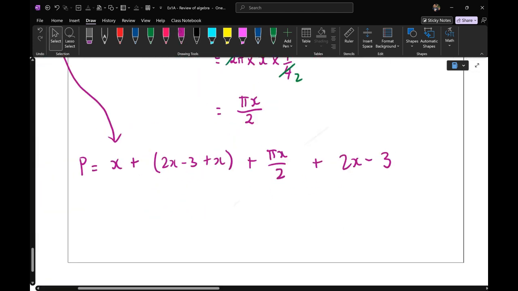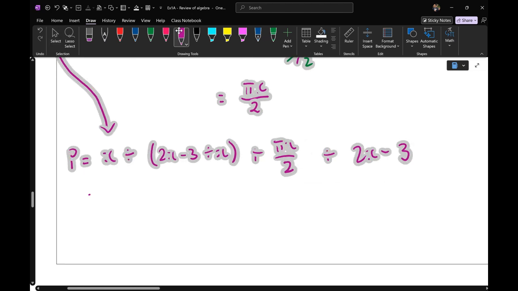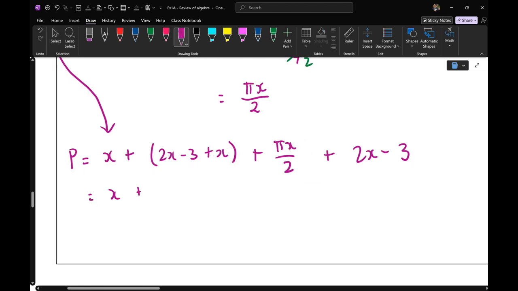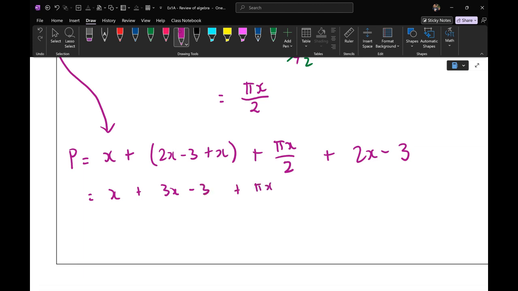Okay, so here we go. This would then give you, what's that? x plus 2x plus x is 3x minus 3 plus pi x on 2 plus 2x minus 3. We can say x plus 3x is 4x plus 2x is 6x. That gives you 6x. Negative 3 minus 3 is minus 6. And then you've got plus pi x on 2.